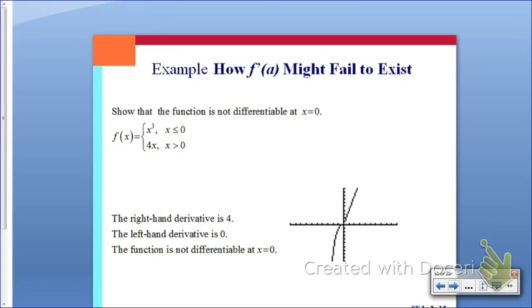Here's another example. Show the function is not differentiable at x equals 0. The function is defined as x cubed when x is less than or equal to 0 and 4x when x is greater than 0. The right-hand derivative we know is going to be 4. The left-hand derivative we know is going to be 0. Since the left and the right-hand derivatives are not equal, the function is not differentiable at x equals 0.